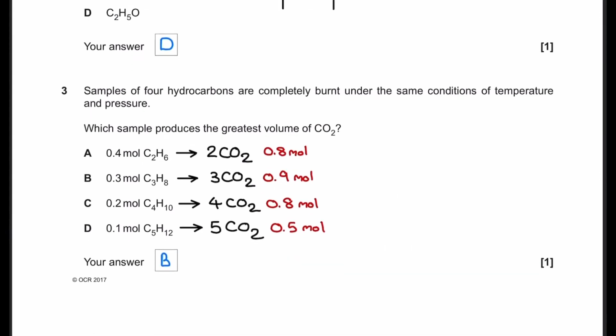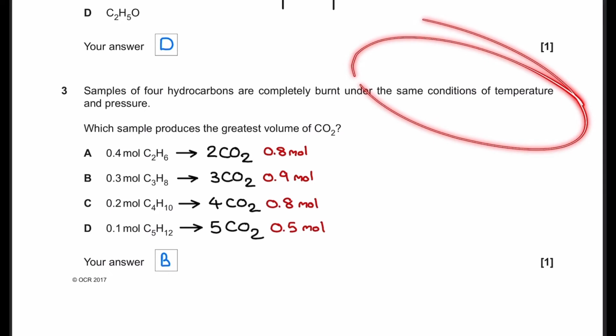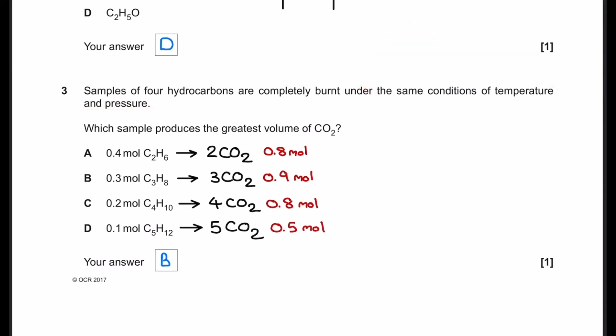Moving on to question 3. Samples of 4 hydrocarbons are completely burnt under the same conditions of temperature and pressure. Which sample produces the greatest volume of CO2? Now, since I'm aware that I'm working under the same conditions of temperature and pressure, I don't need to actually consider volume of CO2, I can consider moles of CO2.